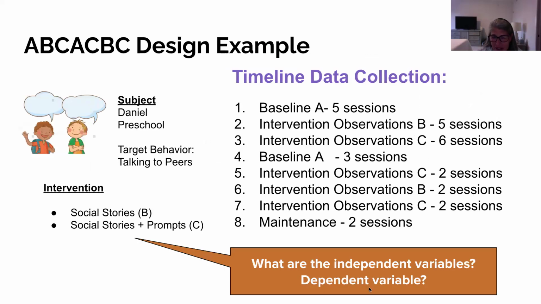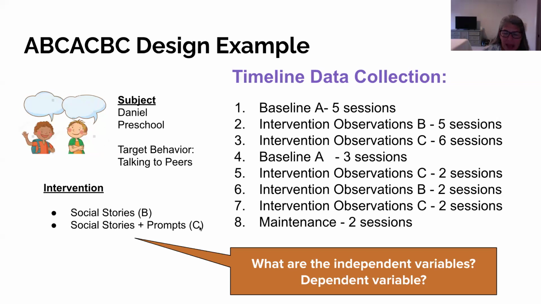So here, look at this one. This is the ABCBC design. We have Daniel, and his target behavior is talking to his peers. They are using social stories, that's B. And then you'll notice, as you mentioned, Sam, they added prompts. So social stories plus prompts is C.